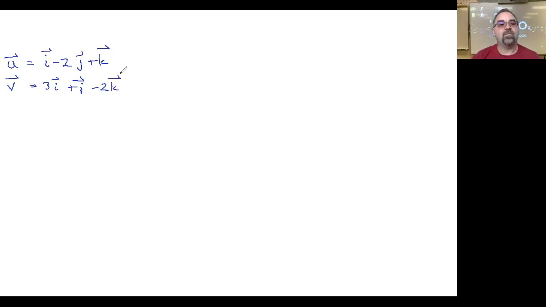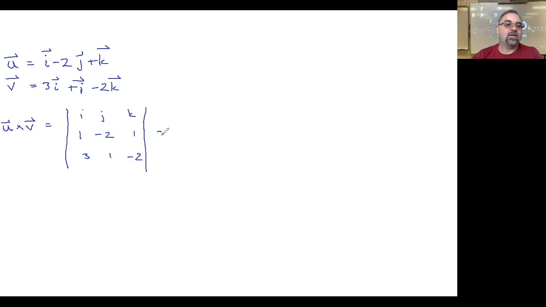And so I'm going to start off by finding the cross product of those two vectors. U vector cross with v vector. So again, top row of the matrix, ijk. The next row, since u is first, is going to be 1, negative 2, and 1. And v is second, so it's 3, 1, negative 2.